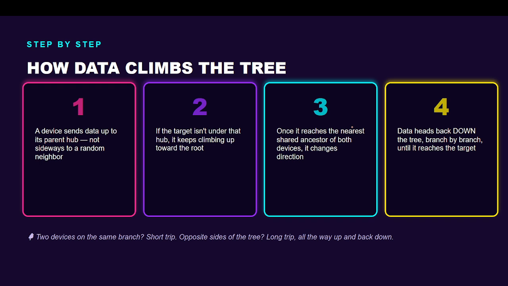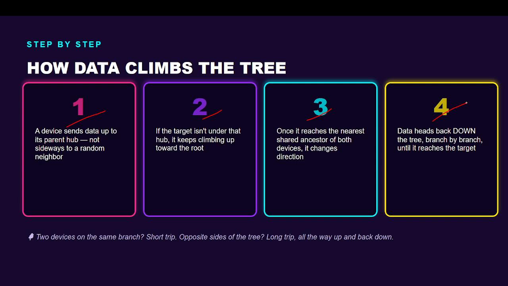Now we will see how data climbs the tree. So, how does it actually move? Step number one, your device sends data up to its parent hub, not sideways to some random neighbor hub. Step number two, if the target isn't under that hub, it just keeps climbing toward the root. Step number three, once it hits the nearest shared ancestor of both devices, it changes direction. Step number four, data heads back down, branch by branch, until it lands on the target.